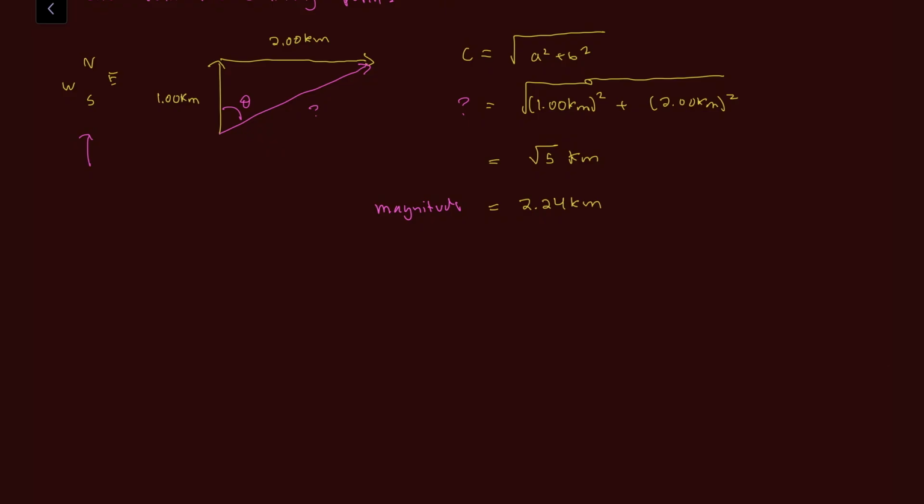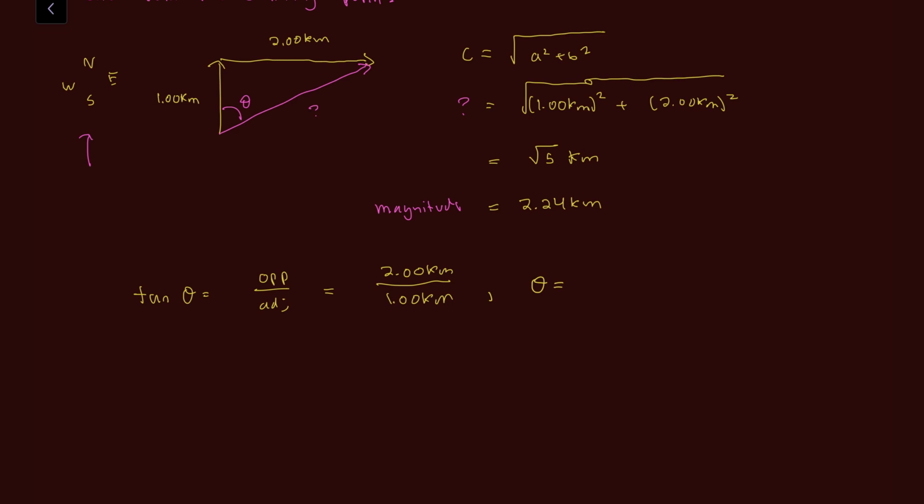Now we need the direction. For the direction, we're going to have to use a little bit of trigonometry. So if you remember, tangent of theta is defined by the opposite over the adjacent side. In this example, that is simply 2.0 kilometers divided by 1.0 kilometers, as you can see from the diagram there. Hopefully that's not too hard to imagine.